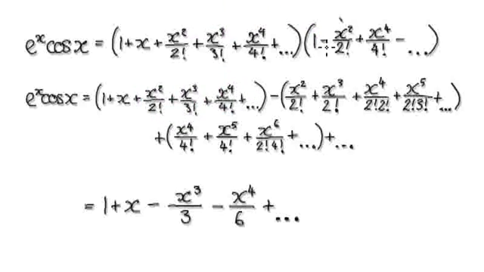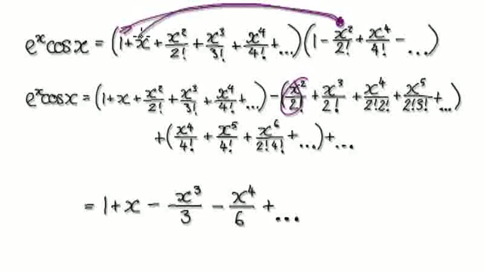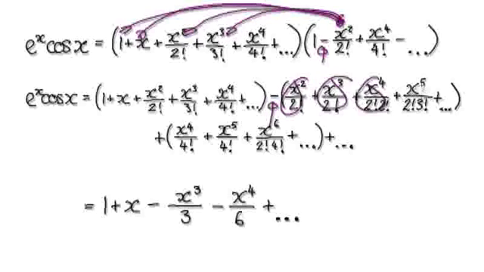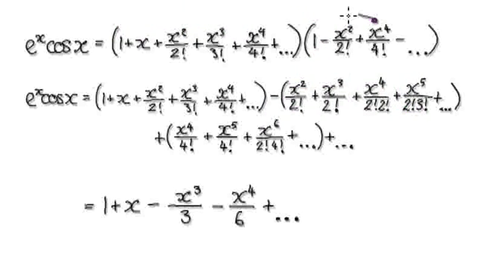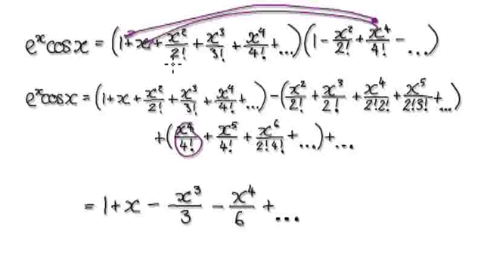And then the next part would be this times this. That will then give you this. This times this, that will then give you this. This times this, that will give you this. Don't forget the minus here is taken out here. This times this, that will give you this, and so on. And then this times this, that will give you this, and so on.